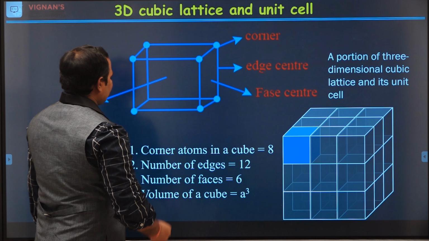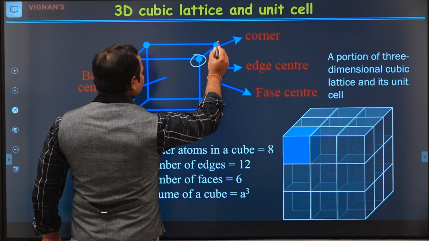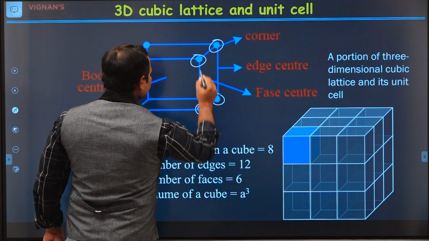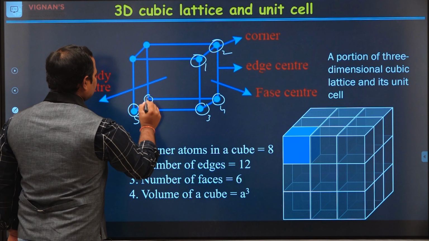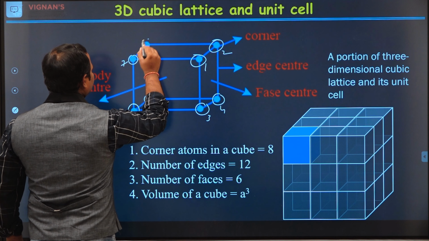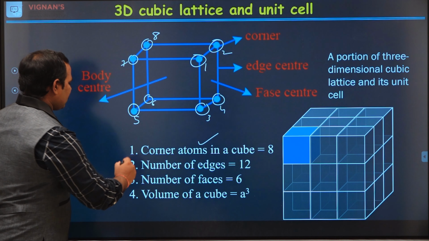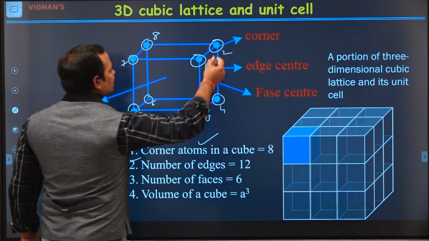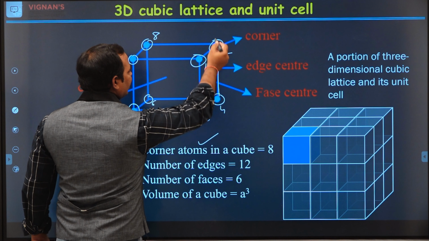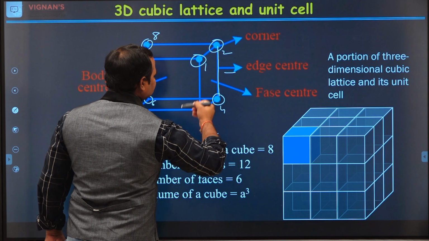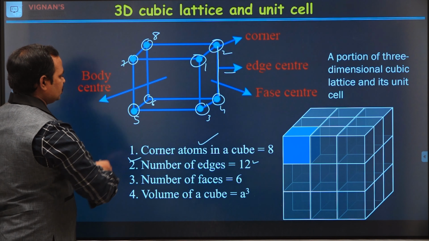We can see here there are 8 corner atoms: 1, 2, 3, 4, 5, 6, 7, 8. There are 8 corner atoms in the cube, and the number of edges is 12. Edge means the line which is joining 2 atoms. So this is an edge. Like this, there are 12 edges in this cube. Cube means this is a unit cell.